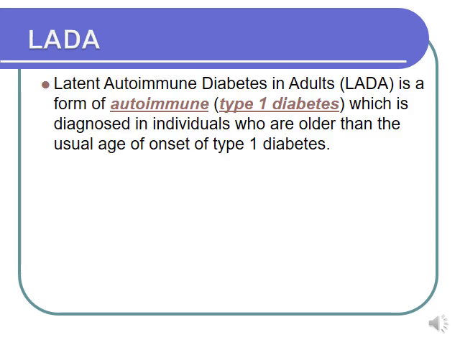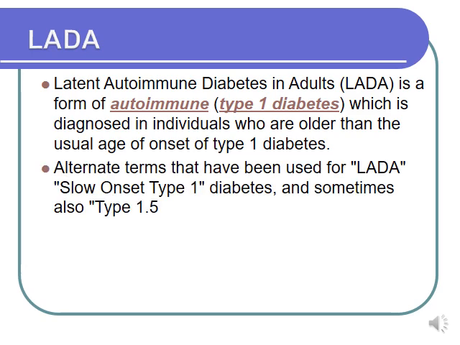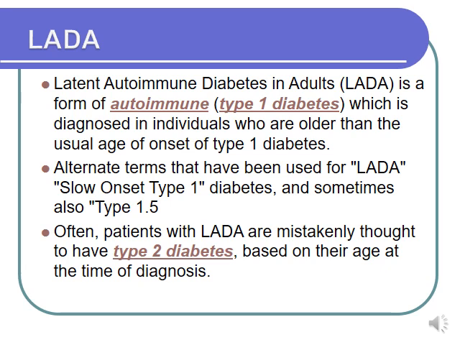It's otherwise called latent autoimmune diabetes in adults. It's a form of autoimmune type 1 diabetes which is diagnosed in individuals who are older than the usual age of onset of type 1 diabetes, usually more than 35 years. Alternate terms used for LADA are slow onset type 1 or sometimes also called type 1.5. The patients are mistakenly thought to have type 2 diabetes based on the age and the time of diagnosis.